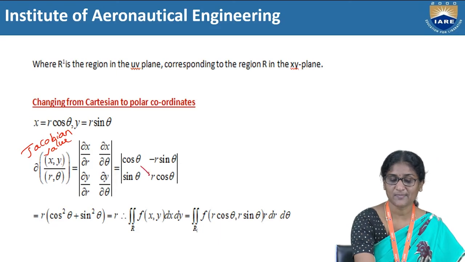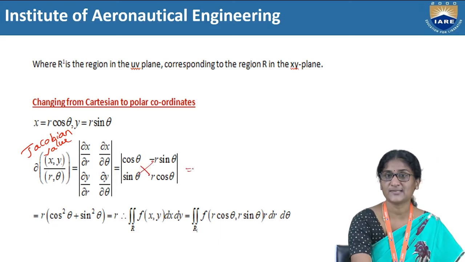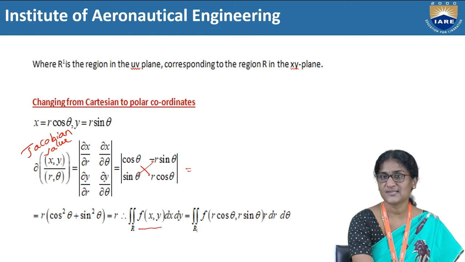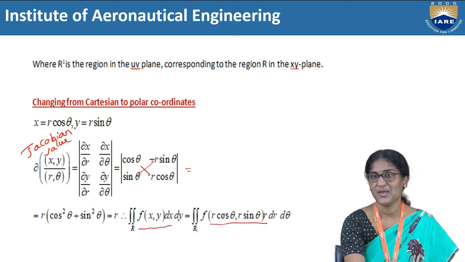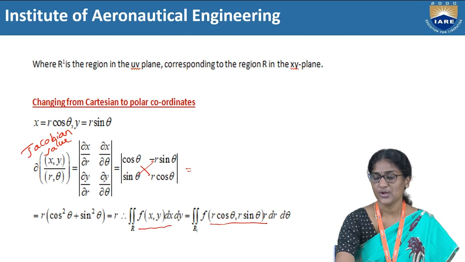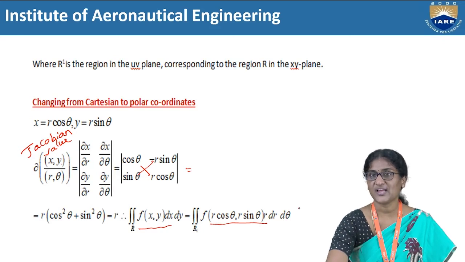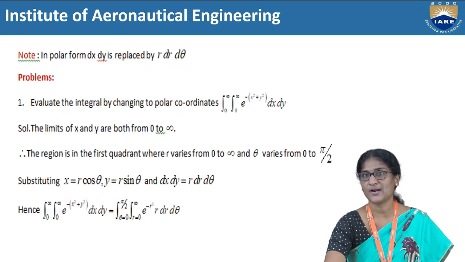Taking the matrix determinant, we'll get it as r into (cos² θ plus sin² θ), which is equal to r into 1, which is equal to r. Therefore, the old coordinate system can be converted easily into the new coordinate system by writing f(r cos θ, r sin θ) into r into dr into dθ. So this is how we have to convert to polar coordinates.